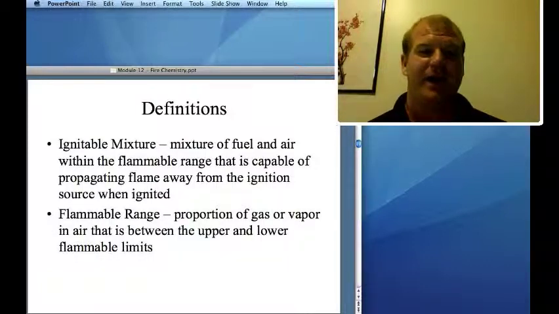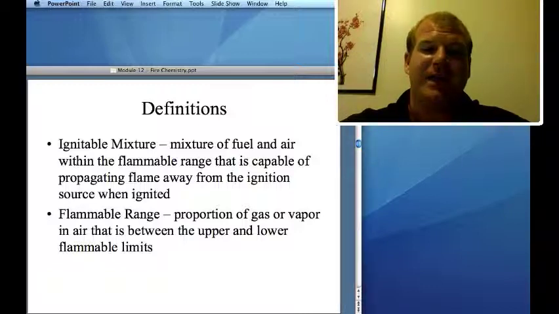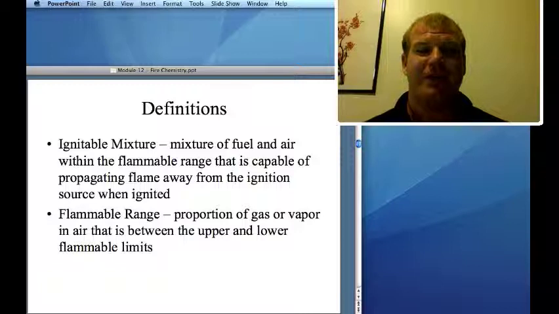Ignitable mixture, this is the mixture of fuel and air or oxygen, because air is only 20% oxygen, within this flammable range that you can keep a flame, a propagated flame that will keep on burning after the ignition source, so a spark. After the thing starts going, the flame will keep on going. The flammable range, there's an upper limit and a lower limit that things will burn. The flammable range is that range that will burn.